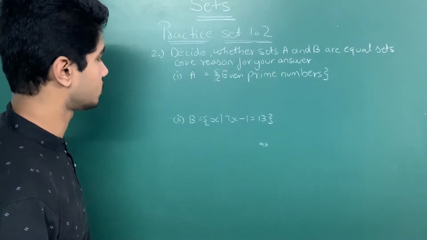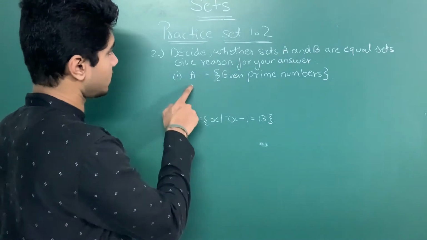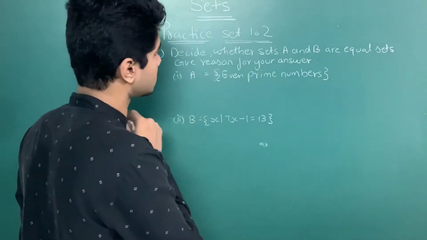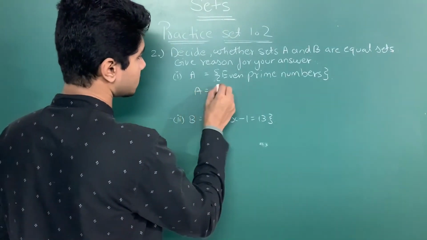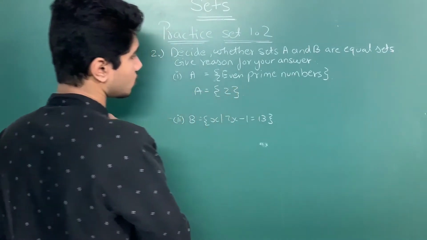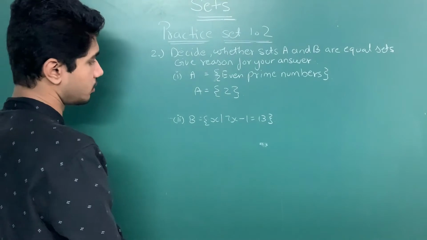Give reason for your answer. First set, that is A, is a set of even prime number. So we know even prime number is 2. So therefore A is equal to 2.